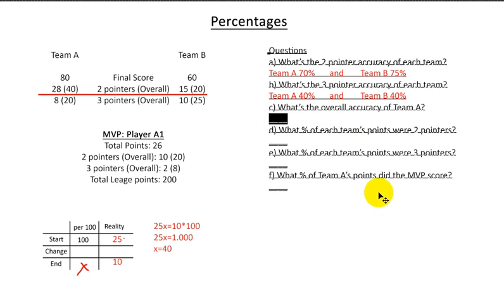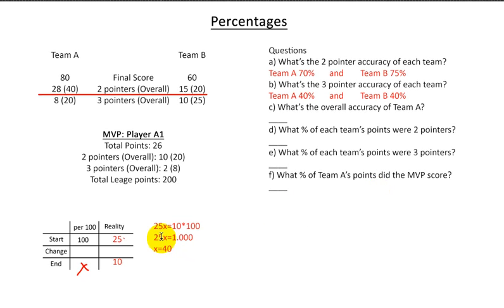Let's go next. What's the overall accuracy of Team A? What this is asking is, out of all of Team A's shots, how many did they score? So that's both 2-pointers and 3-pointers. If you look, they took 40 2-pointer shots and 20 3-pointer shots. So that's 40 and 20. That makes a total of 60. And out of all of those, they scored 28 and 8, which makes 36.